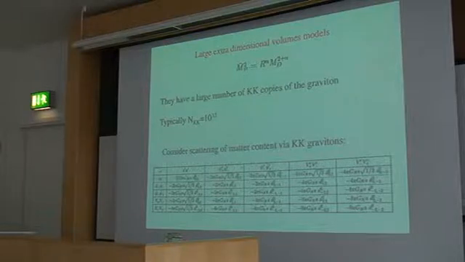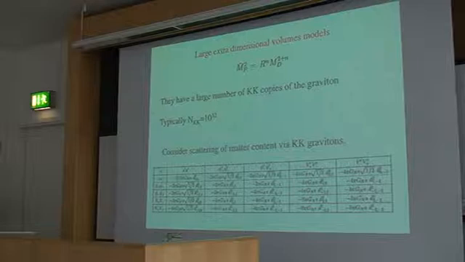extensively in the last 10 to 15 years, models of large extra dimensions. Now, as I've shown you earlier, you relate the reduced Planck mass that you think you observe in astrophysics to the fundamental scale of gravity MD and to the large volume. Typically in that case you have a large number of copies of the graviton, the KK gravitons, something like 10 to the 32. I'll do things a little more precisely in a second.